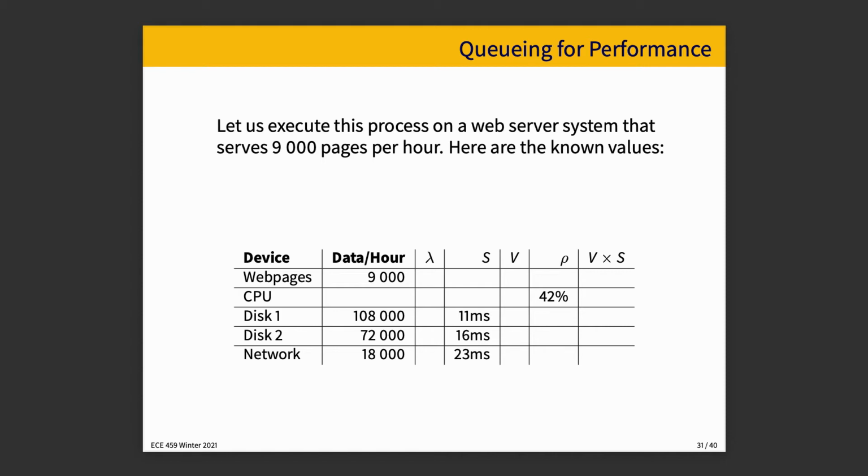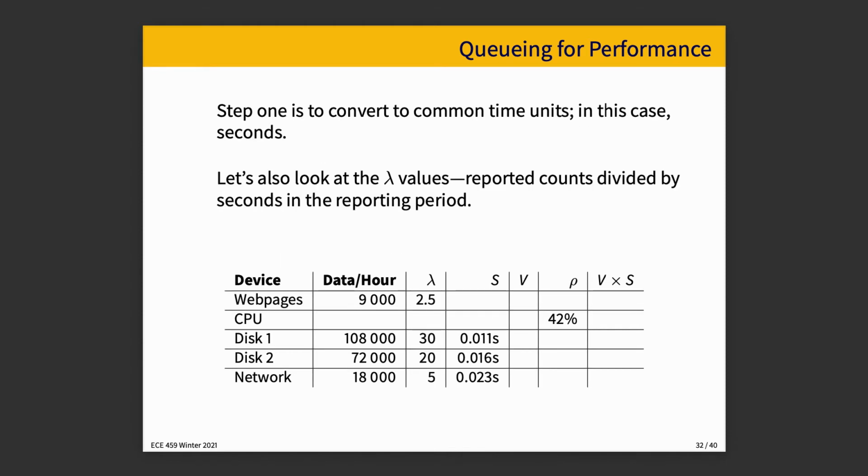All right, we'll convert everything to a common time unit, and for this I've chosen seconds. Great, done, easy. Add a couple zeros at the front here. We're using the right time units, and no more milliseconds. The other thing that we can put down here is lambda, and this is the reported counts divided by seconds in the reporting period. So if there are 9,000 pages per hour, then that's 2.5 per second. And that means 30 disk accesses per second for disk 1, 20 for disk 2, and 5 for network. All right. Doing well so far.